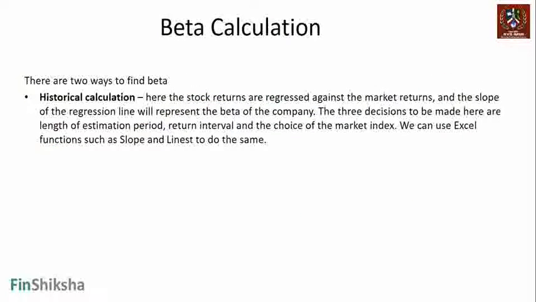Now there are two ways to calculate the beta, and we're going to practically approach that entire calculation. The first way is a historical calculation. The stock returns need to be regressed against the market returns. The slope of the regression line, we just saw that y equals mx plus c, is going to come in. There are three decisions that you have to take. What is the length of the estimation period? Are you looking at 1 year, 2 year, 3 year, 4 year? What kind of data? What is the return interval?